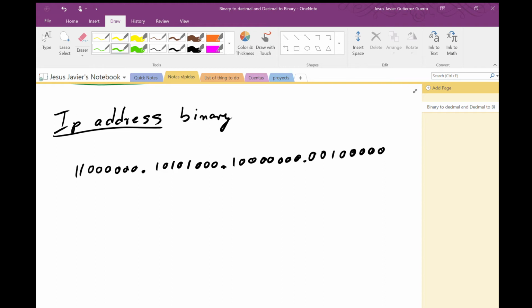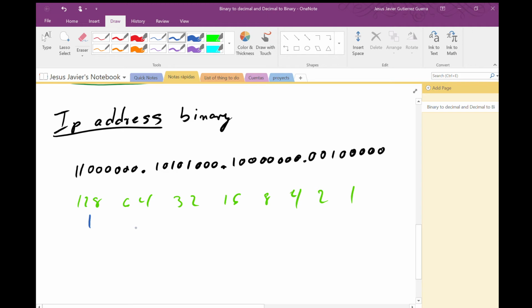So we got that, and we need to find the IP. So we need to find the numbers here. So we have 128, 64, 32, 16, 8, 4, 2, 1. So we're gonna put all those numbers over there. So we have 1 here. Sorry, I'm gonna do it in different colors.